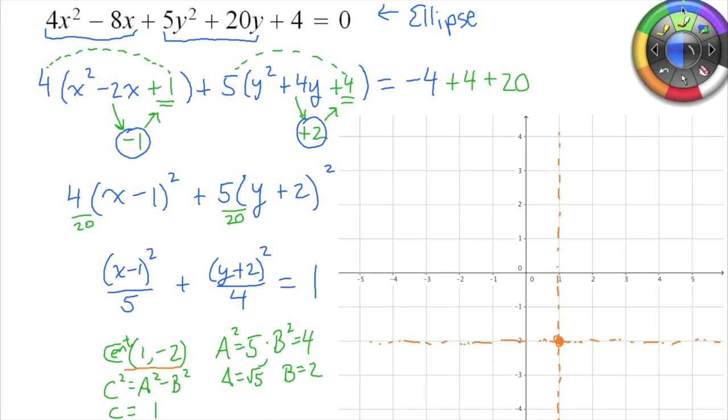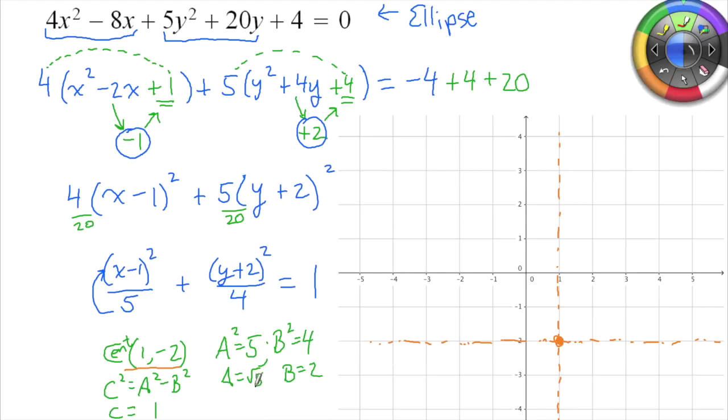Alright, we can plot our vertices. The square root of 5 is just a little bit bigger than 2. You know, square root of 4 is 2, so square root of 5 is a little bit bigger. And then b here is directly 2, and then c is just 1. So let's see here. Now a is underneath the x term, so the major axis is going to go along the horizontal, and b is underneath the y term, so the b part, the minor axis, is going to go vertical.